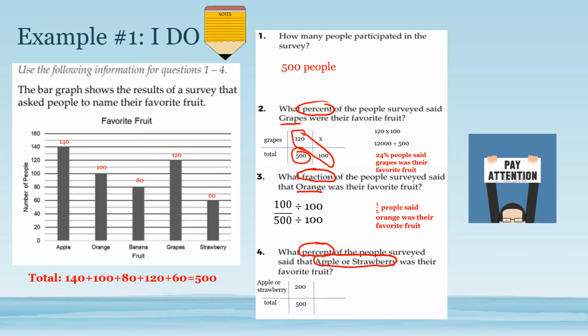500 were surveyed. What is the percent? A number out of 100. We're going to cross multiply. 200 times 100 is 20,000 divided by 500. Remember, you're going to cross multiply and divide. 20,000 divided by 500 would give us 40% of the people that said apple or strawberry was their favorite fruit.